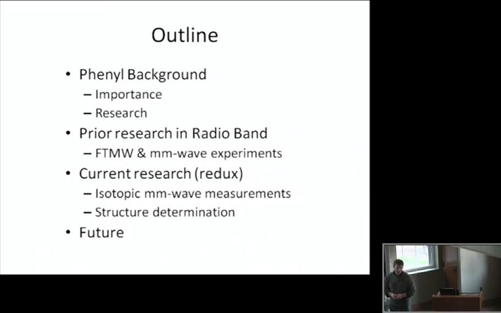and millimeter wave experiments a number of years ago that gave somewhat of an indication of what can be done with phenyl radical. And I'll move on to our current research that has been sort of wrapping up as of late. We've measured some millimeter wave spectra using isotopic substitution and are able to determine structure determination. Lastly, I'll go over a brief indication of what we plan to do in the future on phenyl radical and other radicals.